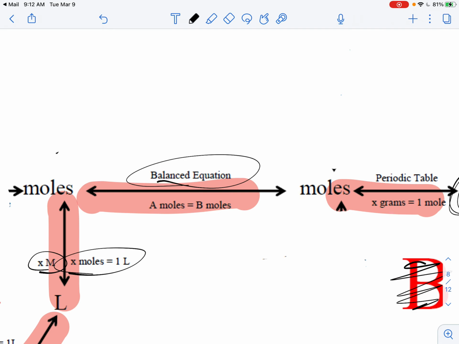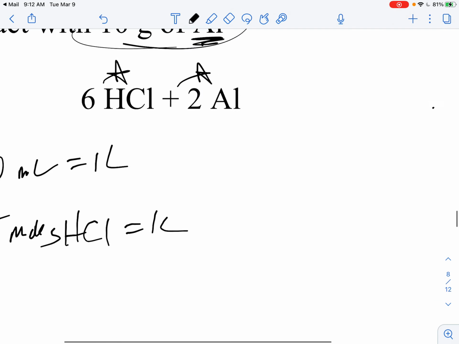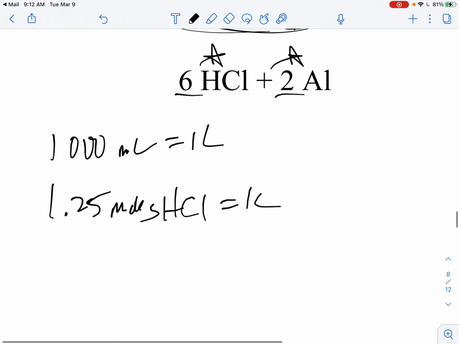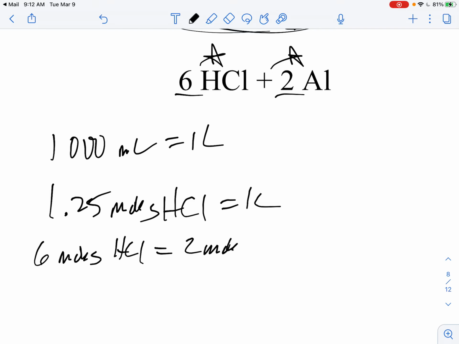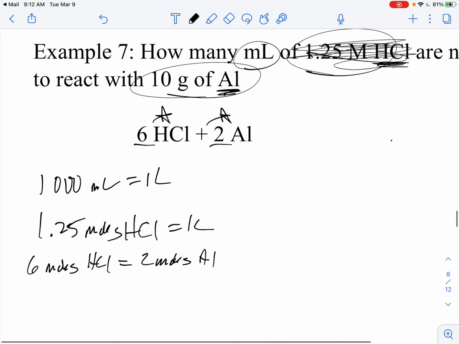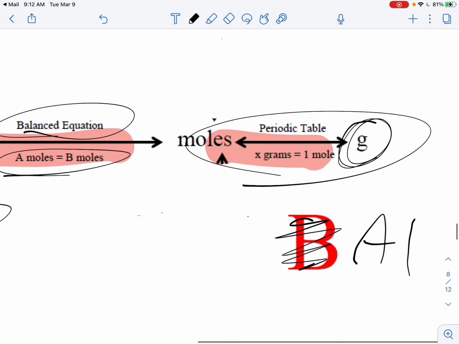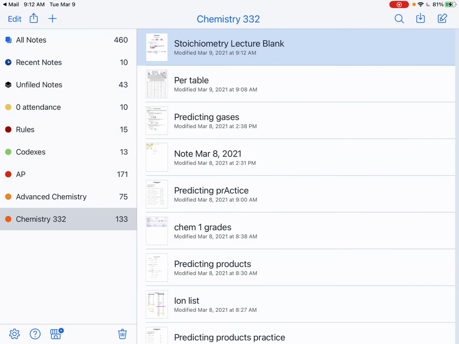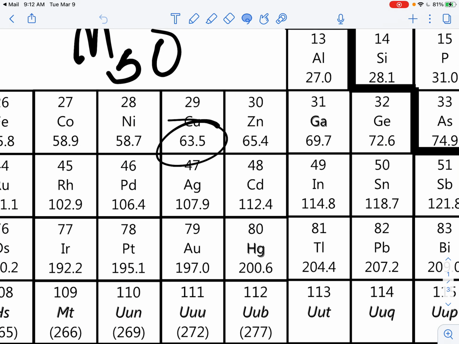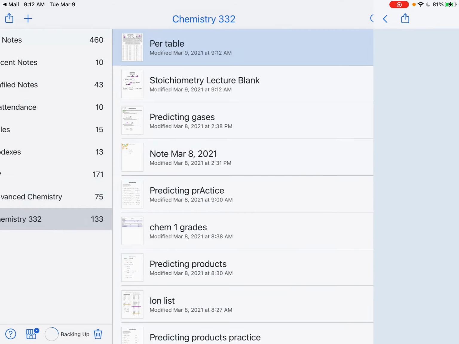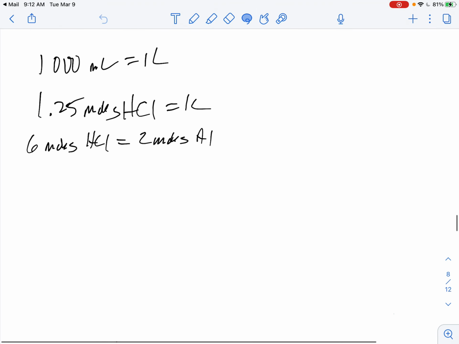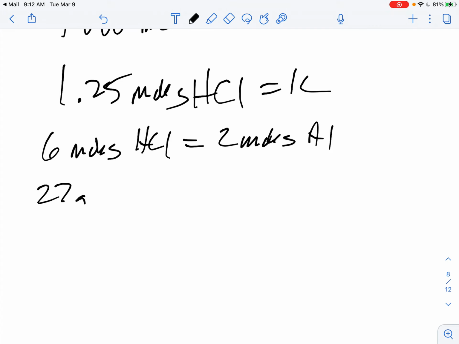Now I need to look at my balanced equation. And so I look at the numbers for the balanced equation. And those numbers are 6 and 2. So I can write 6 moles of HCl equals 2 moles of aluminum. And then finally, I want to go to my grams over here for my last equation, which means I need to look at the periodic table for aluminum because I'm now on the aluminum side of town. And aluminum is up here on the periodic table and it weighs 27. So I'm going to write 27 grams of aluminum equals 1 mole of aluminum.